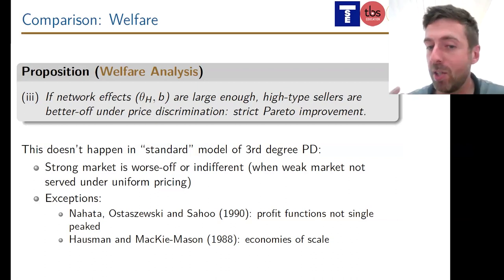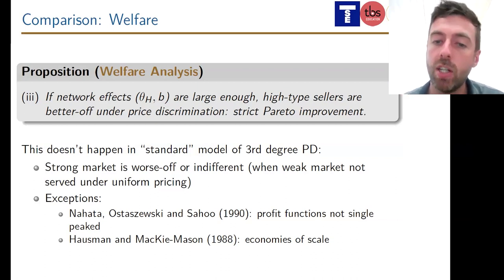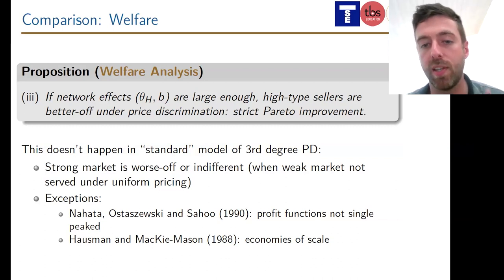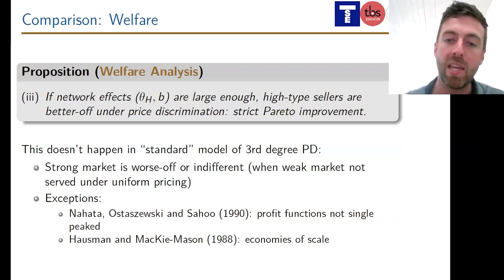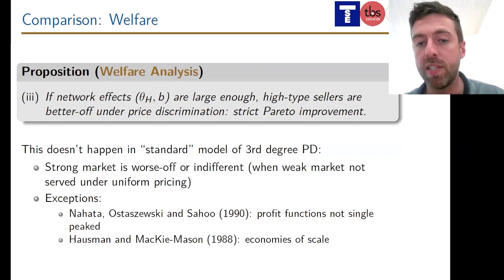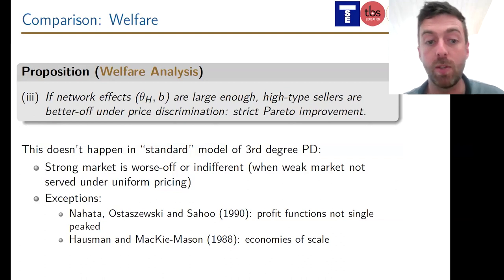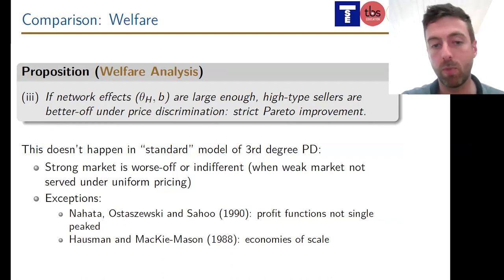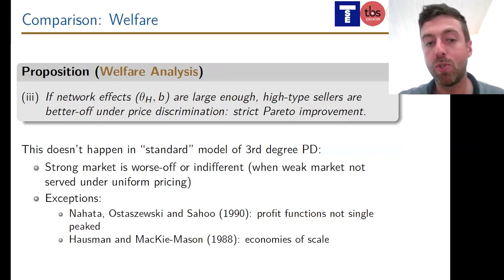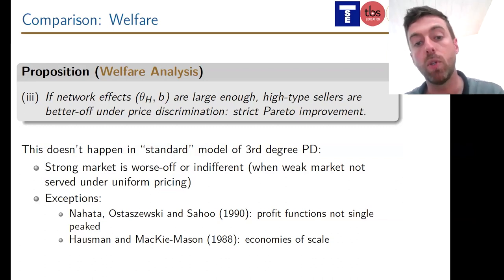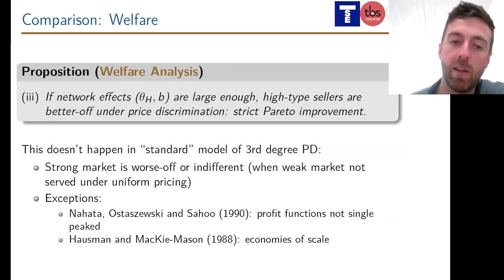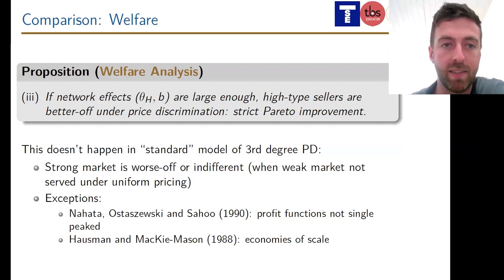So of course, network effects, economies of scale, it's related. Actually, the mechanism is a bit different because in their story, once you can price discriminate, you're going to lower the price to the weak market. So that means that you're going to serve more consumers there. And because you serve more consumers, it means that the marginal cost is going to go down. And so if it goes down enough, it gives you an incentive to also lower the price on the strong market. This is a different mechanism, but of course it's related.